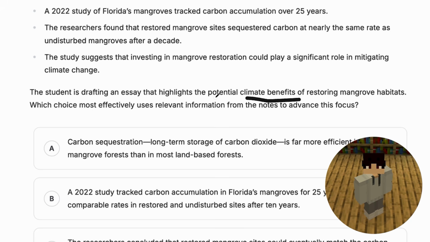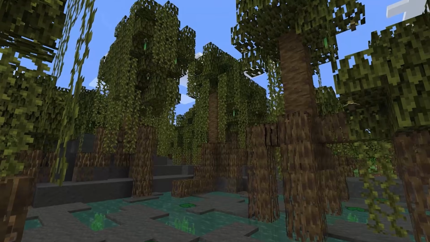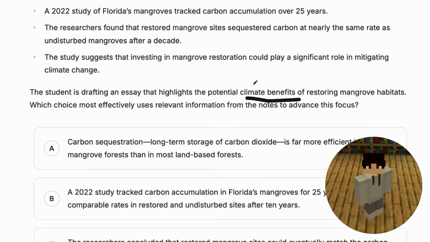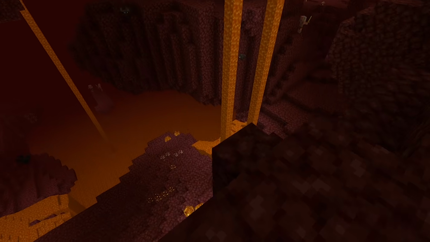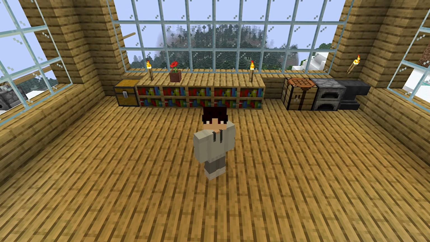We are trying to highlight the climate benefits of restoring mangrove habitats. Put more simply, we're trying to say that if we restore these mangrove habitats, the fate of the climate will improve as compared to if we did not restore the mangrove habitats. Sounds simple enough. We'll come back to this in a second.